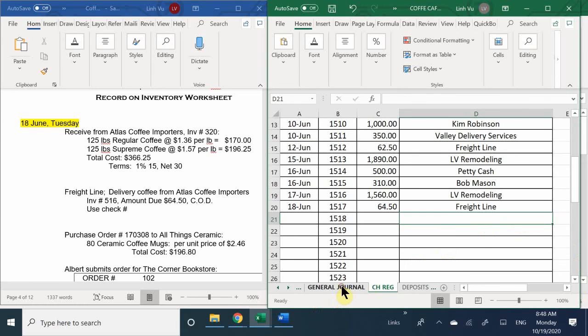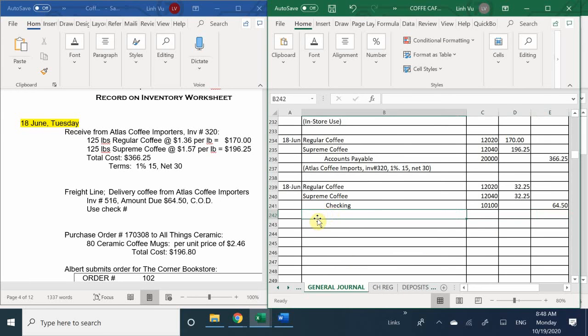And then we can go back to the journal and put in the check number, which is 1517. Freight line. What was the invoice number? Invoice number 516. All right. And we wrote check number 1517. Okay.